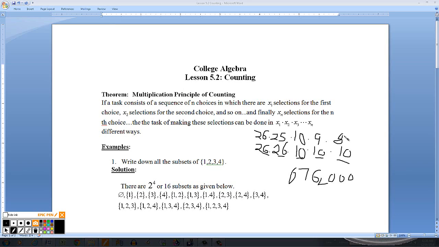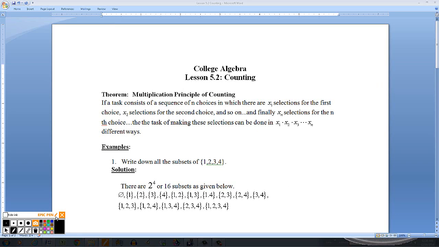And that's going to give you 468,000. Okay, so that's one application of the theorem. Let's go ahead and erase this.